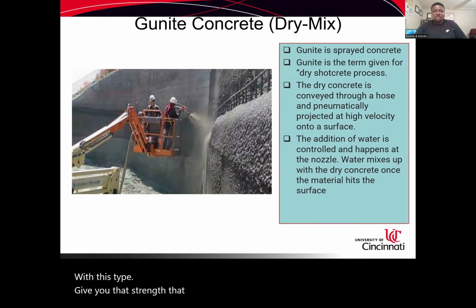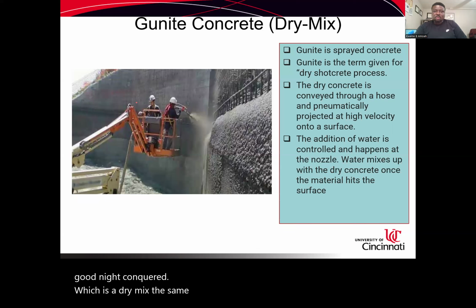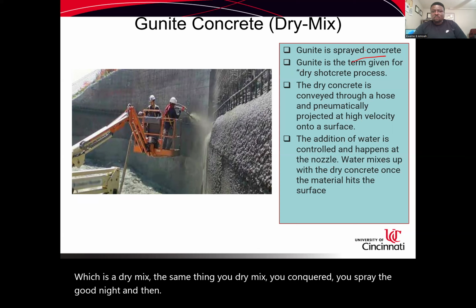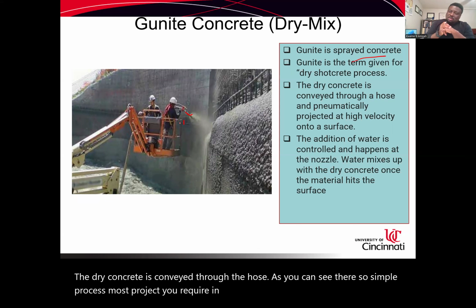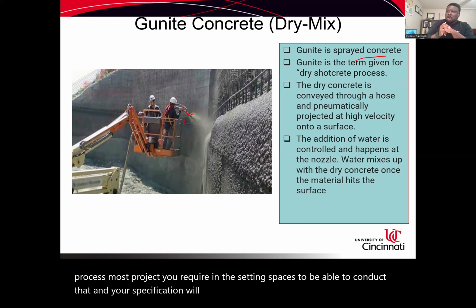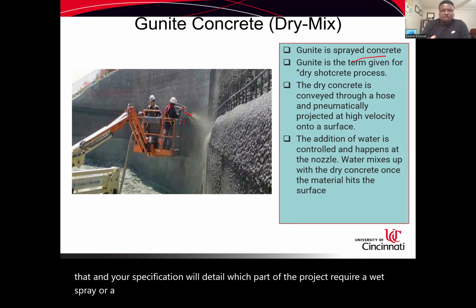And then you have another one, which is gunite concrete, which is a dry mix. You dry mix your concrete, you spray the gunite, and the dry concrete is conveyed through the hose, as you can see there. So it's a simple process. Most projects require ceiling spaces to be able to conduct that, and your specification will detail which part of the project requires a wet spray or a dry mixed spray. All right.